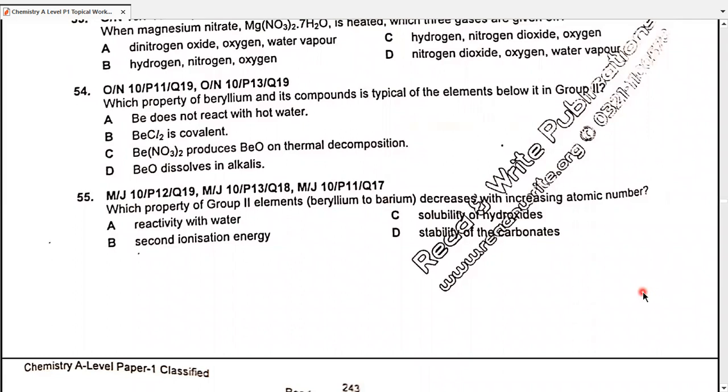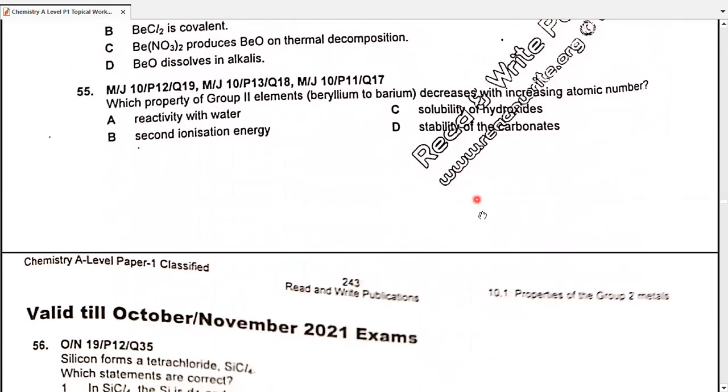Does not react with hot water, is covalent, reduces mu. C. Very good, C is right. 55. And again, this is a repeated MCQ.